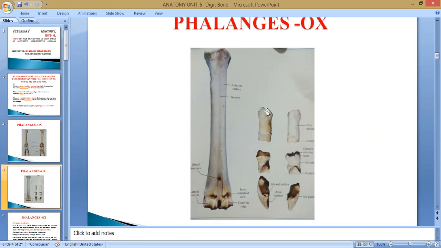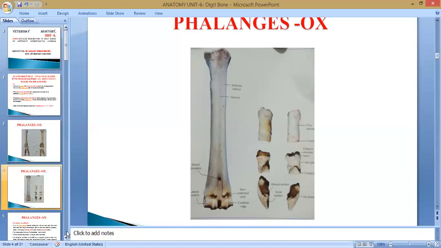Proximal extremity contains two articular facets. Distal also contains two articular facets. Proximal is for the condyle of the metatarsal, and distal is for the second phalanx. So here we discuss one by one.